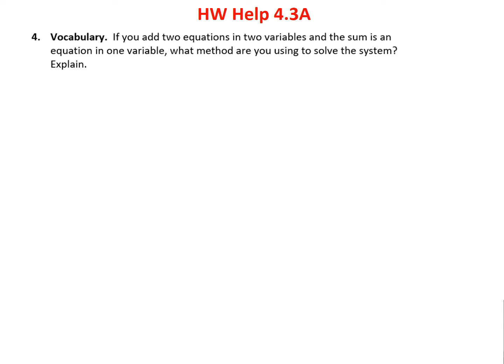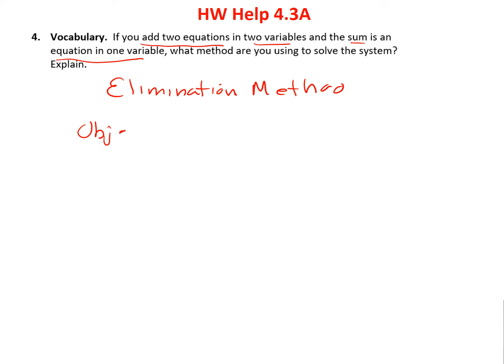Problem 4 is a vocabulary question. It says if you add two equations in two variables, and when you add them the sum is an equation of one variable, what method did you use? Well, obviously the answer is the elimination method. And why is that true? Because that's the object of elimination.